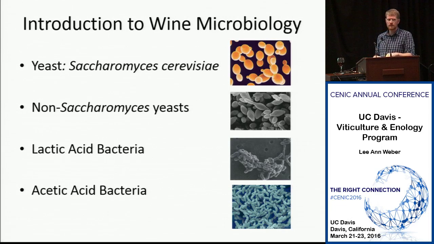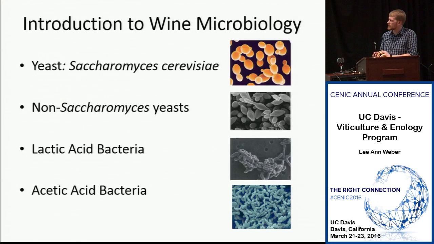When the grapes come into your winery, there's often some other non-Saccharomyces yeasts on there, stuff like Kloeckera and Hanseniaspora, other things that don't do a whole lot of the fermentation, but they do tend to contribute some aroma characteristics and some complexity to your wine. They can also compete with the yeast for nutrients, which is important when we talk about dominance.